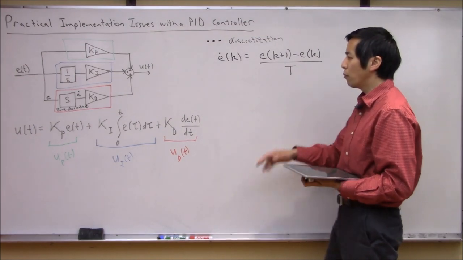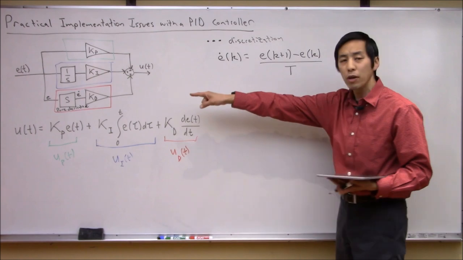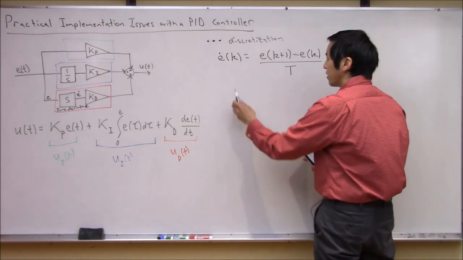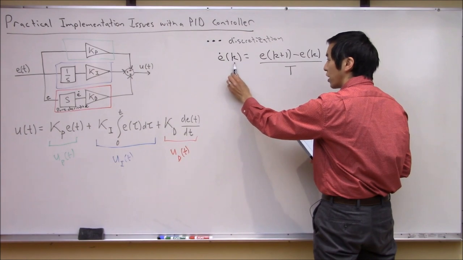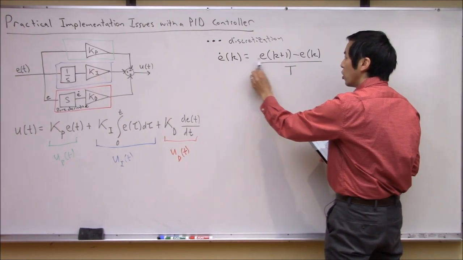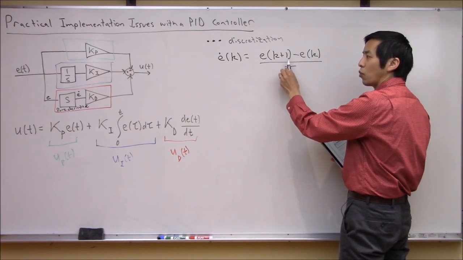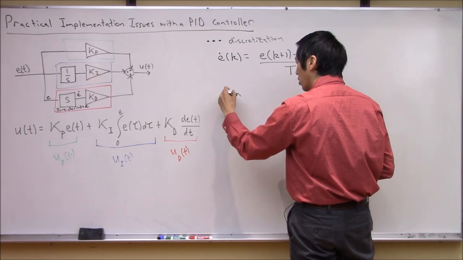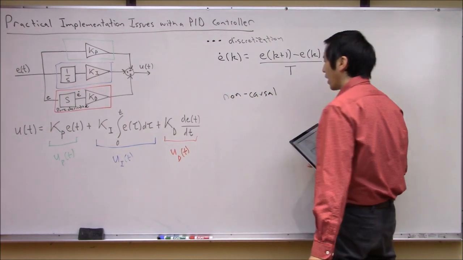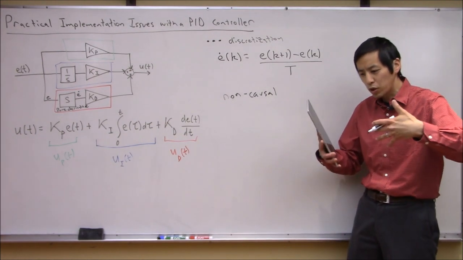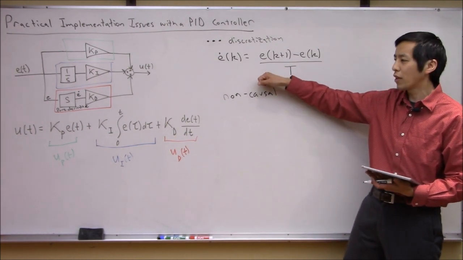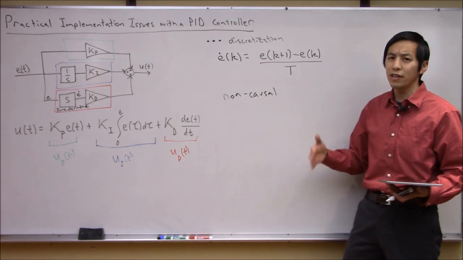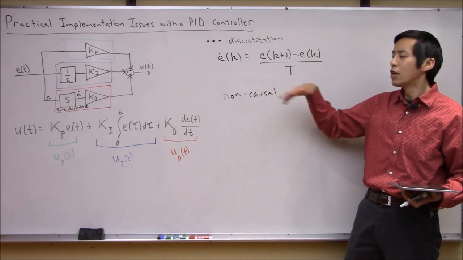But here's the rub with these improper transfer functions: when you discretize one, you get this difference equation, and if you stare at it long enough, it's telling you that to compute the time rate of change of error at the current time k, you actually need to know the error at time k plus 1. So you need to be able to see into the future. This is sometimes referred to as non-causal. You require future information to compute the current control signal. So that's why this is a non-starter, and that's why improper transfer functions in Simulink are an issue. When you discretize, you get a non-causal difference equation, so that's not going to work.